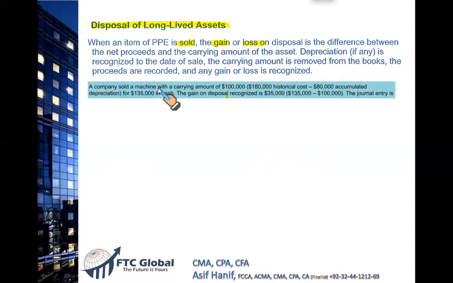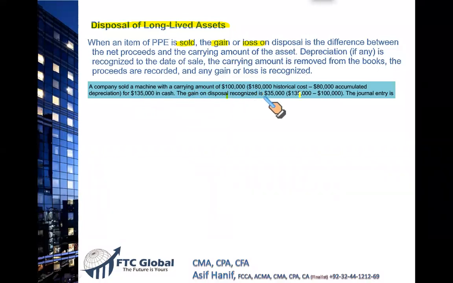A company sold a machine with a carrying amount of $100,000. What is carrying amount? Again, 100,000 is the carrying value. This number appears to be my favorite as well as the writer's favorite. 180,000 is the historical cost, and 80,000 is the accumulated depreciation. The difference between these is carrying value or book value. And it was sold for $135,000 cash.